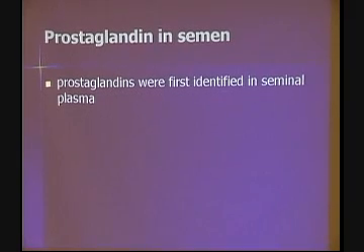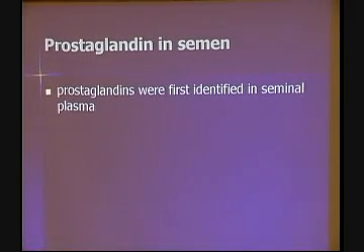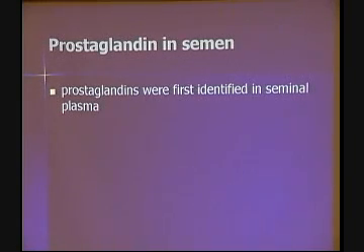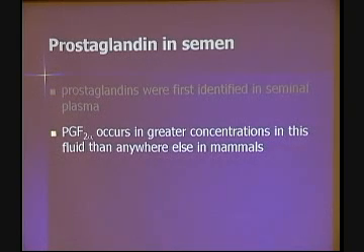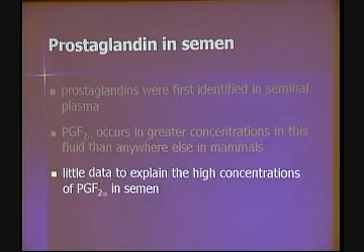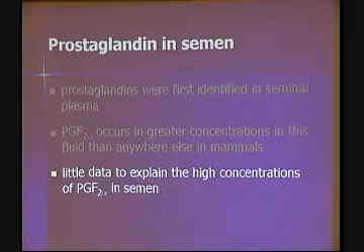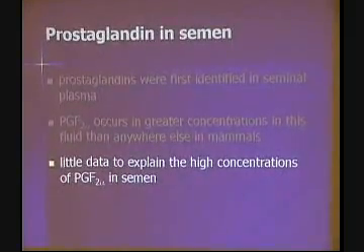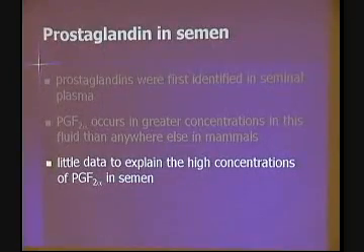When we think of prostaglandins, we typically think of female reproduction. Prostaglandin causes regression of the corpus luteum on the ovary, and it was the first compound available for estrous synchronization. So we really think about female reproduction, but prostaglandins were first identified in seminal plasma. And prostaglandin F2 alpha occurs in greater concentrations in seminal plasma than anywhere else in mammalian bodies. However, why it occurs in such high concentrations in seminal plasma has not really been identified.